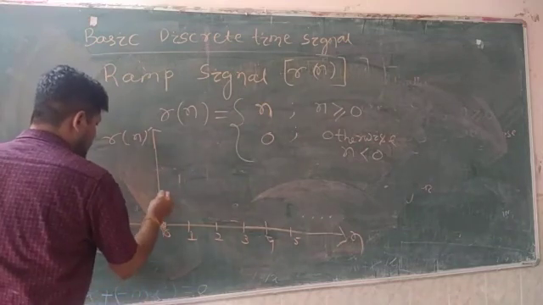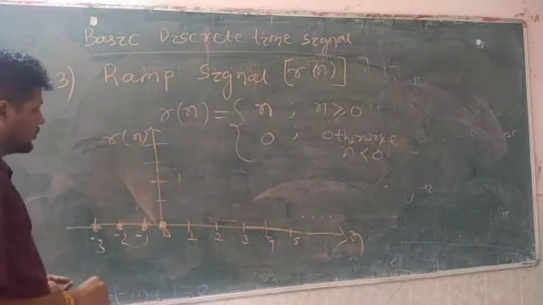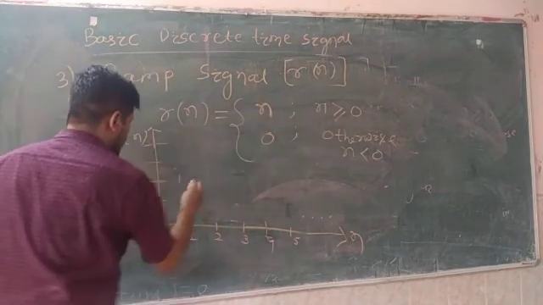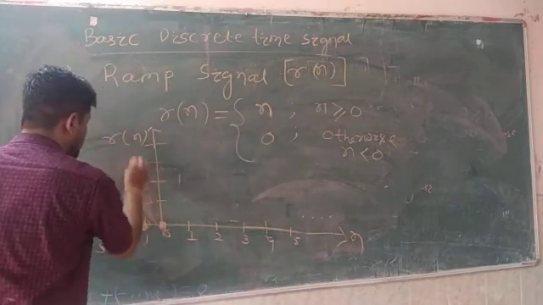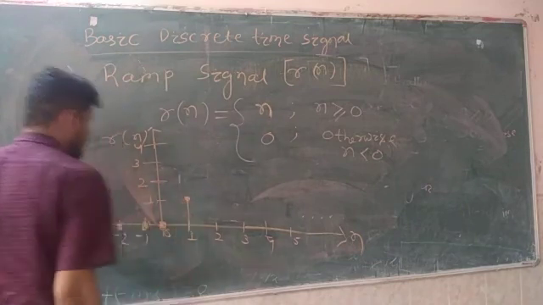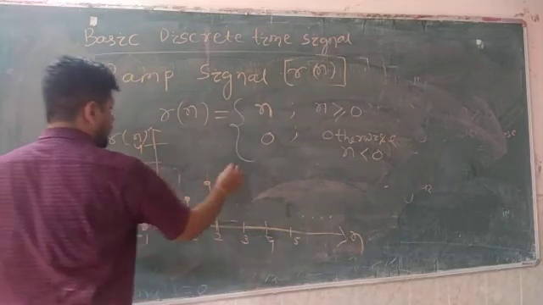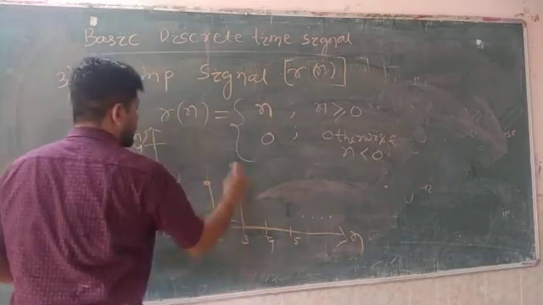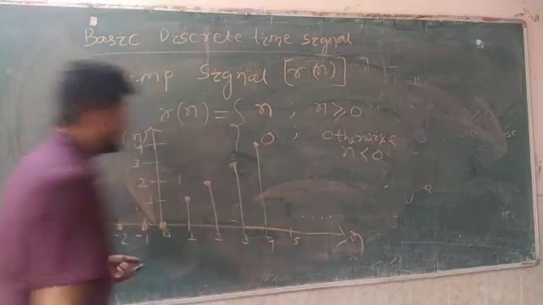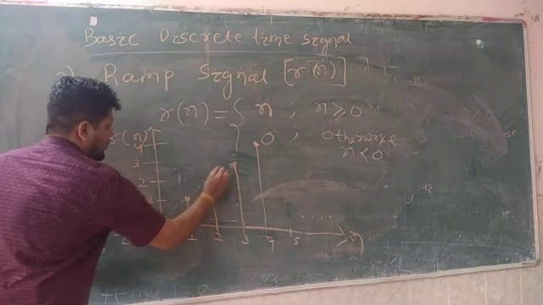Suppose this is 1, this is 2, this is 3, this is 4. So for n equal to 1, this value is equal to 1. When n equal to 2, this height will be 2. When n equal to 3, this height will be 3. When n equal to 4, this height will be 4. So like that, this is the representation.